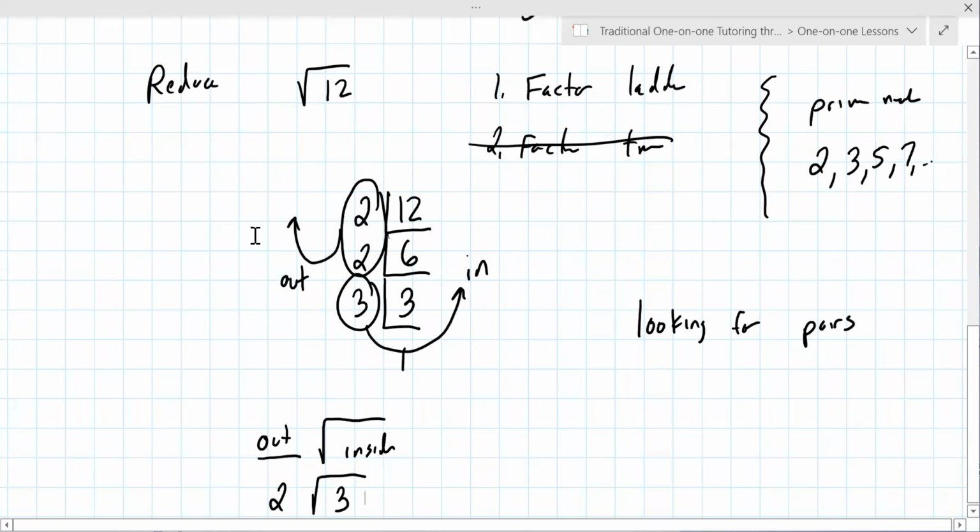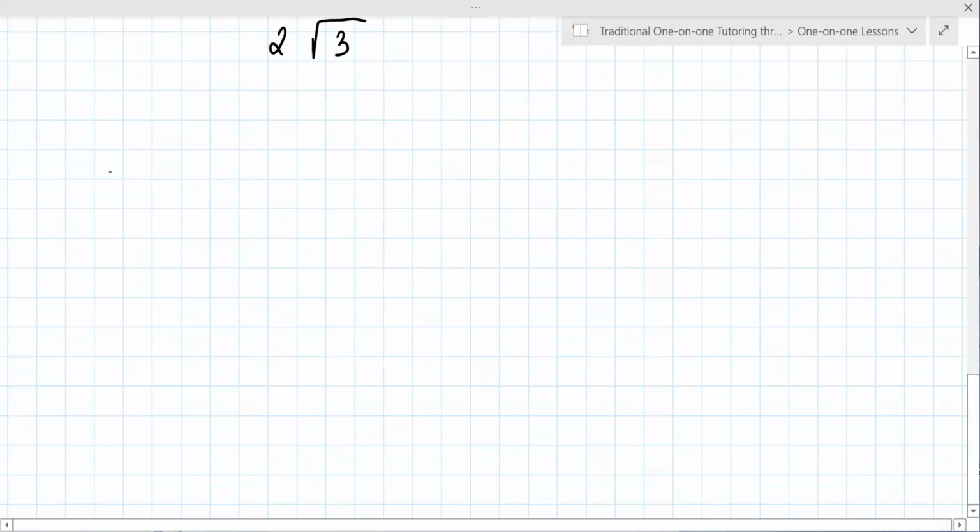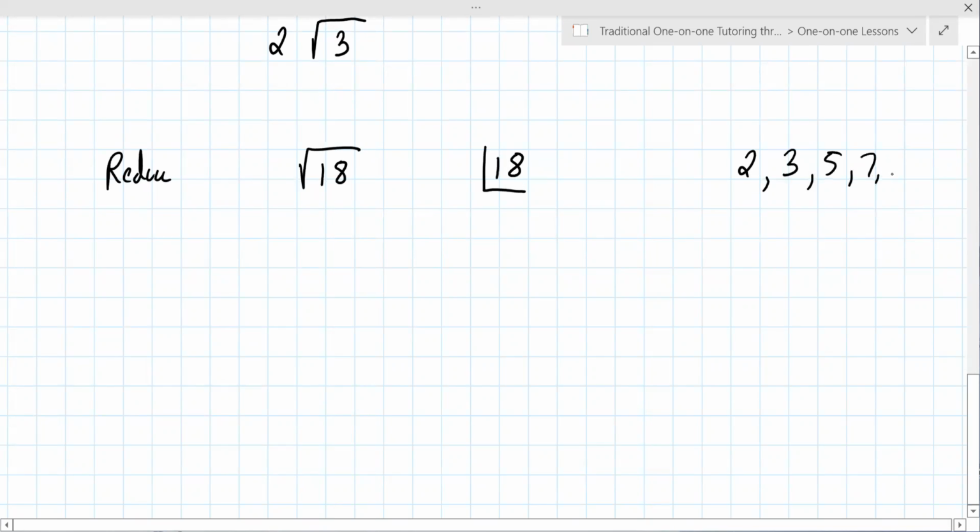All right, are you ready for another example? Let's reduce, or simplify, the square root of 18. You start by building a factor ladder, and you always start with 2. 2 is the only prime number that's even. Does 18 divide by 2? Yes. What does that become? What's 18 divided by 2? Oh my gosh, 9. Sorry. If you need a calculator, please grab one.